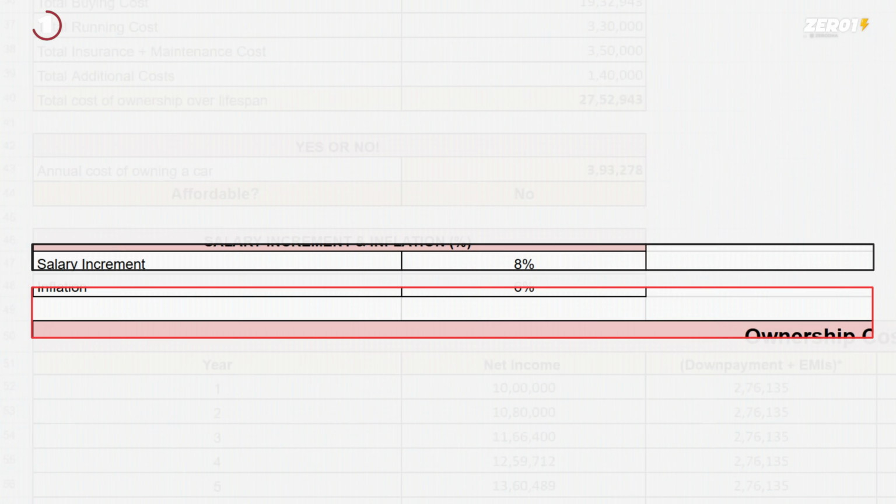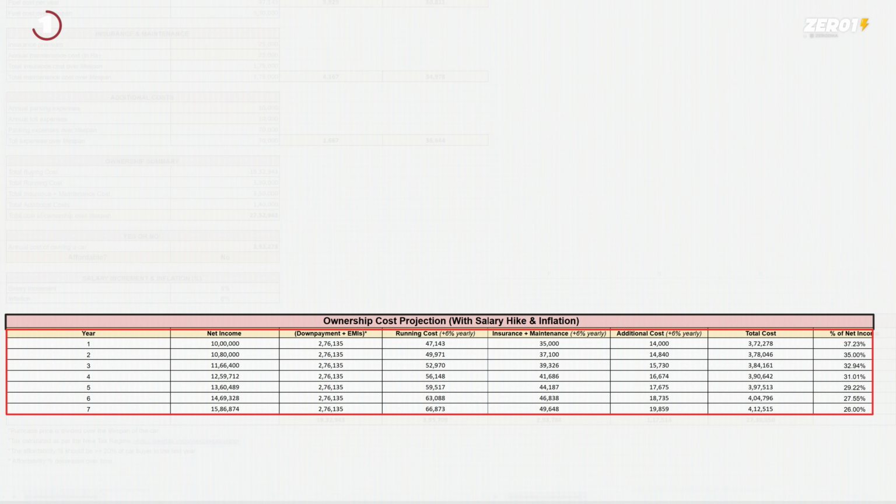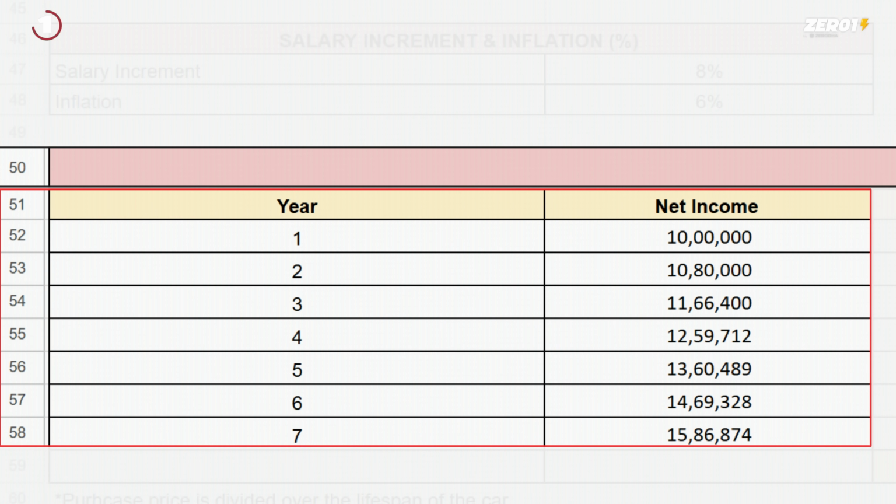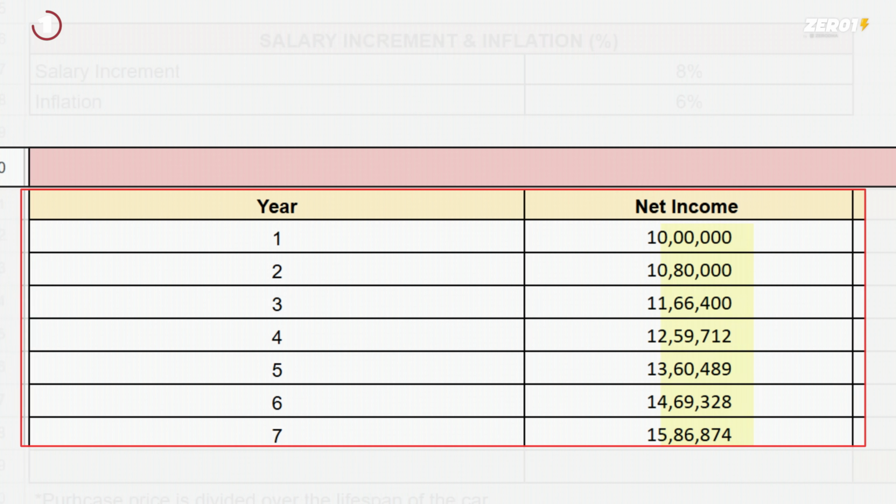Now, let's turn this into a 7-year table and compare your expense to your income and see what the affordability is then. So year 1 to 7, I have net income. This is increasing by 8% every year. That means we start with 10 lakhs and by the 7th year, it's almost 16 lakhs. Beautiful. Then we have down payment.